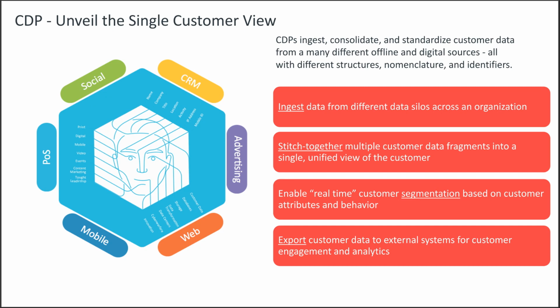So each single piece of the information on the left side of this picture allows us to define better the customer. In the marketing world, this means to satisfy specific needs and increase the customer value itself. So what a CDP must be able to do is to ingest data from different data sources across all the organization, stitching together those different data fragments into a single unified view of the customer. These are the basics to be able to segment those customers based on all the variables available, and the CDPs enable those data in real time for data-driven marketing action, allowing to export that information to external systems and have an optimized and profitable customer engagement and analysis.